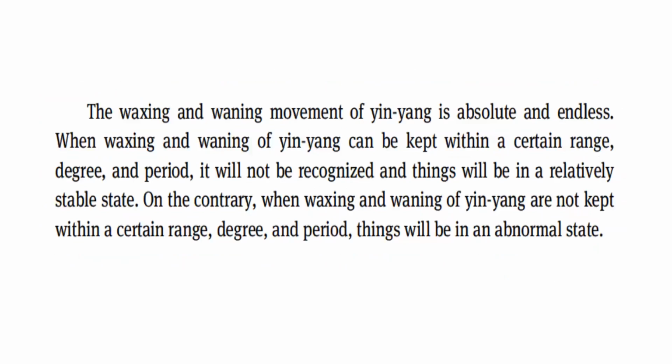The waxing and waning movement of yin and yang is absolute and endless. When waxing and waning of yin and yang can be kept within a certain range, degree, and period, it will not be recognized and things will be in a relatively stable state. On the contrary, when waxing and waning of yin and yang are not kept within a certain range, degree, and period, things will be in an abnormal state.